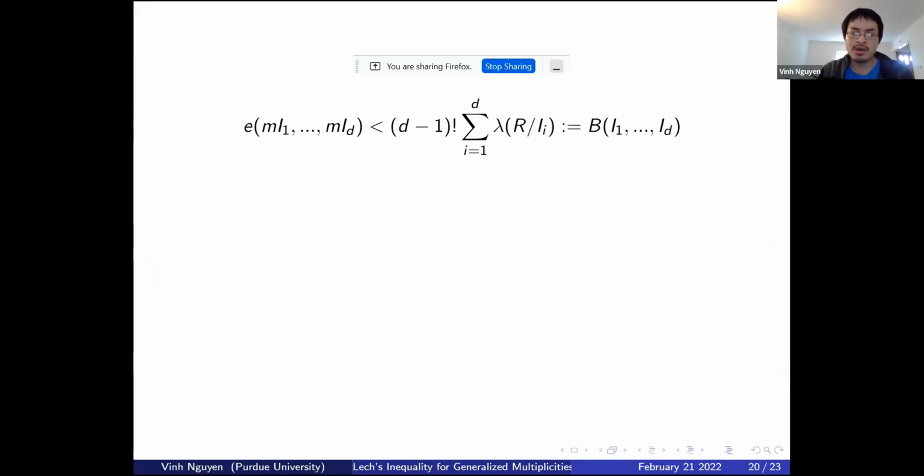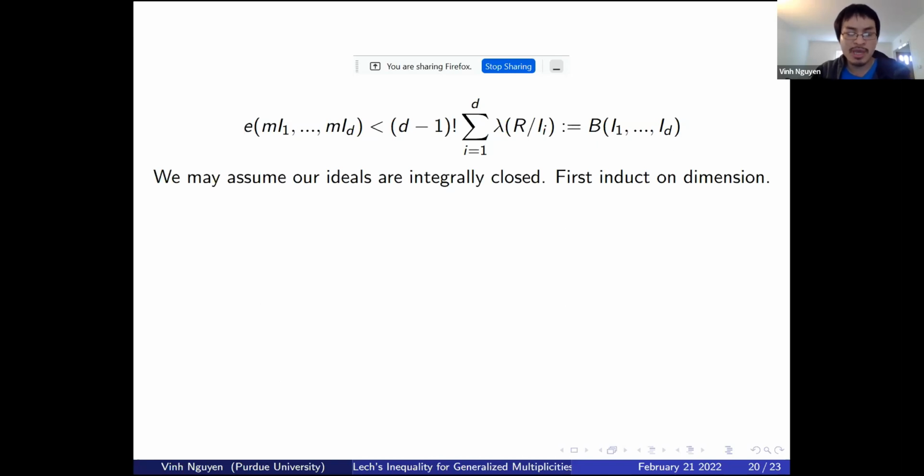Okay, so let's get back to our result here. We're aiming to prove this bound here. So we're trying to prove that mixed multiplicity is bounded above by e minus 1 factorial times the colength. And there should be a multiplicity of R term here, but because we're in a polynomial ring, that's just 1, so that just goes away. To simplify notation, I'm going to denote the bound on the right-hand side by B.